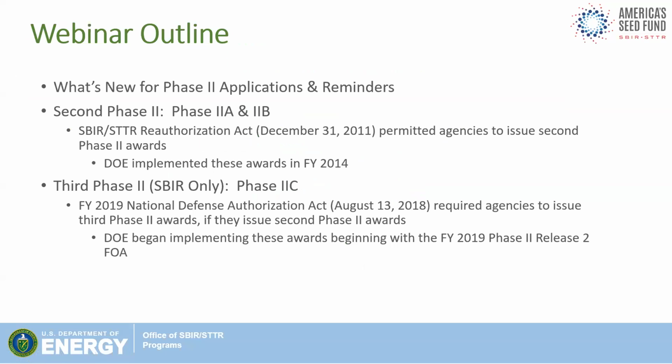Here's the outline. Again, I'm going to talk about a few reminders and what's new in our program, and then I will talk about the second Phase 2 award, which we call Phase 2A and B. We implemented these awards 10 years ago. They were authorized in 2011. They permitted us to issue second Phase 2 awards, and the DOE implemented that program. The third Phase 2 awards were authorized in 2019, and if you did have a second Phase 2 award program, then we were required to implement the third Phase 2 award.